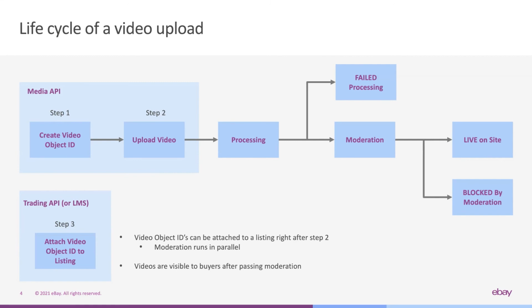And the way this will work is your listing will be viewable to buyers just as it would be if it didn't have the video. And once the validation and moderation have passed against that video, it'll just appear to buyers as soon as it's ready. So very easy, 3 simple steps.